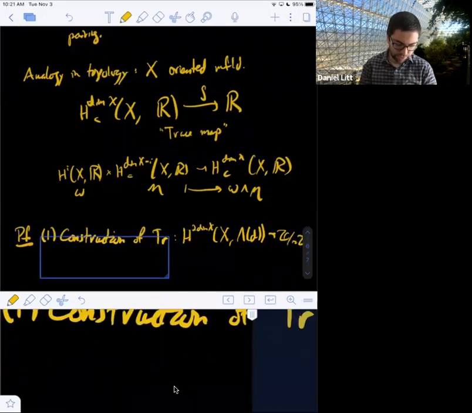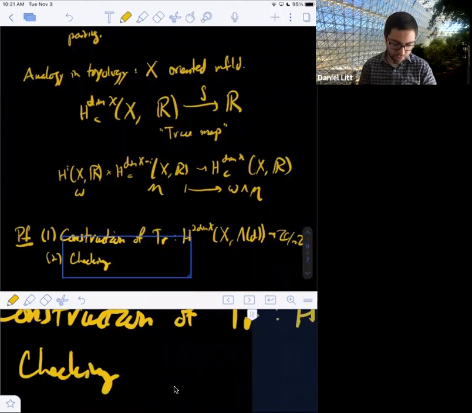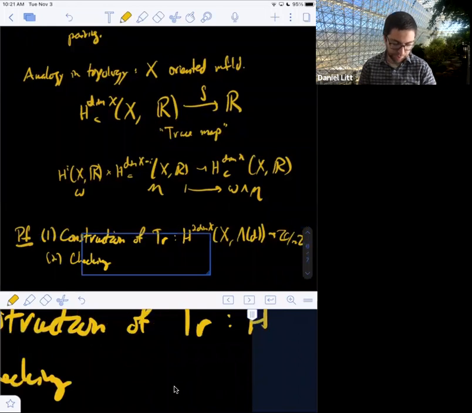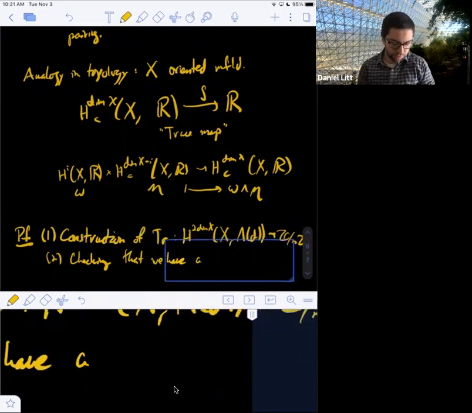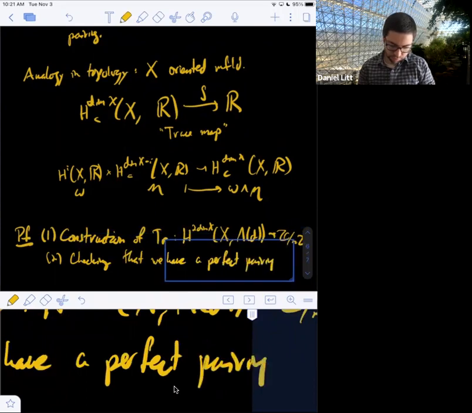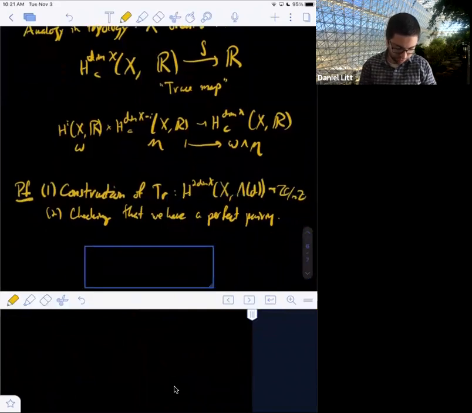And then two is checking that the cup product is a perfect pairing. So checking that we have a perfect pairing. And in doing the latter, we'll actually dramatically generalize the statement. So we'll discuss at least a little bit of Verdier duality. Okay, so let's start with the construction of this trace map.